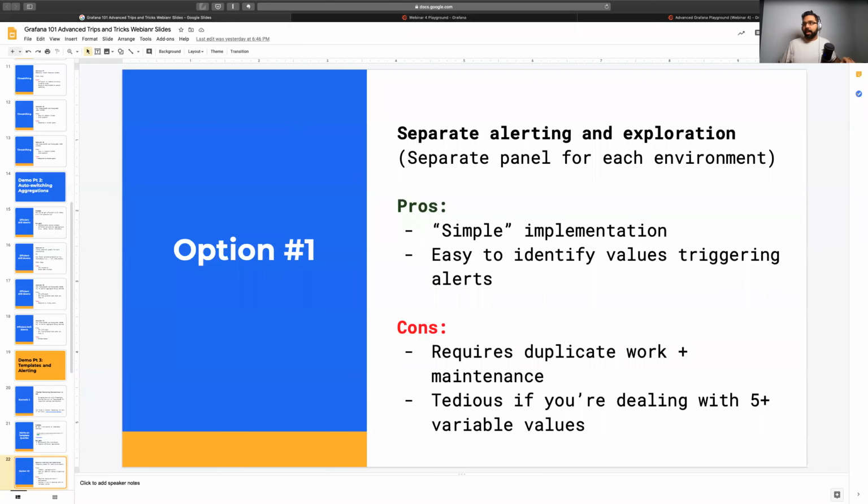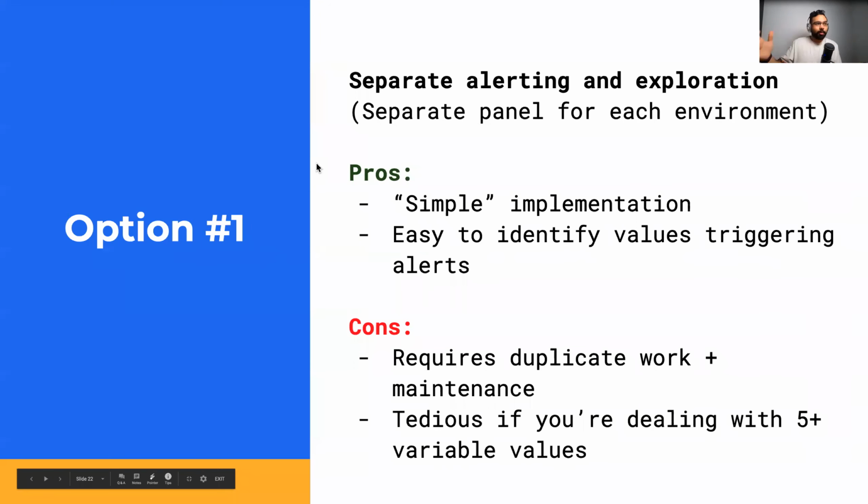Now, this option has some pros and cons, as with all of the approaches that we're going to see in this part. The first pro is that it's a simpler implementation, in the sense that it's conceptually simple to do. The other pro is that it's easy to identify the values that are triggering the alert, because you have one panel for each value of the variable. So in this case, for each host, I have a separate panel. And so if an alert gets fired, you know exactly the panel or the query that generated that alert.